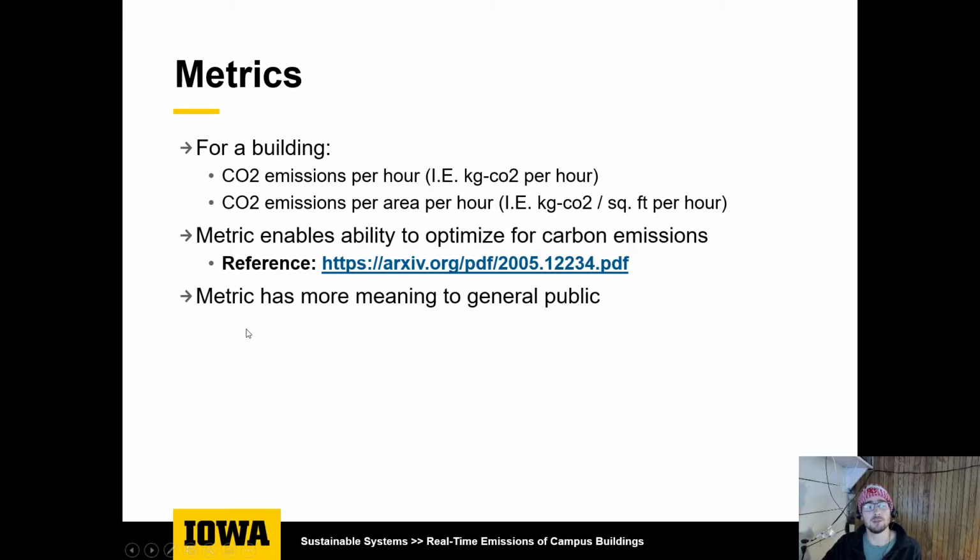So it has more meaning to the general public. And furthermore, if you convert your CO2 value to something like gasoline equivalent, it'll make more sense to the general public. So instead of saying it used 100 kilograms of CO2, say it emitted 10 gallons of gasoline worth of CO2. I think those values generally have more meaning to the general public.